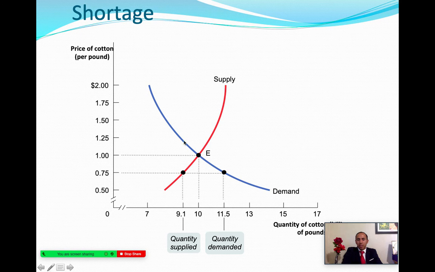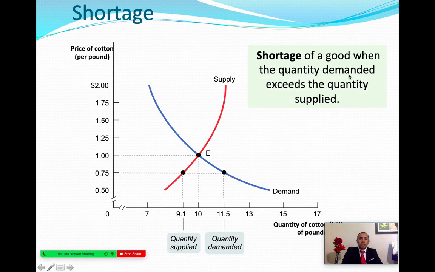At lower prices, the consumers want 11.5 units quantity demanded. The law of demand: at lower price, consumers want an increase of quantity consumed. But at lower price, the suppliers are not going to get a higher return for their product, so they're going to supply less. So now you find yourself in a shortage situation when the quantity demanded is greater than the quantity supplied, and it is price induced.